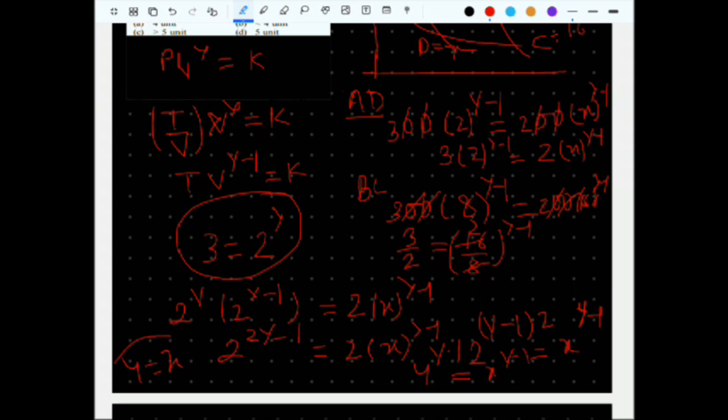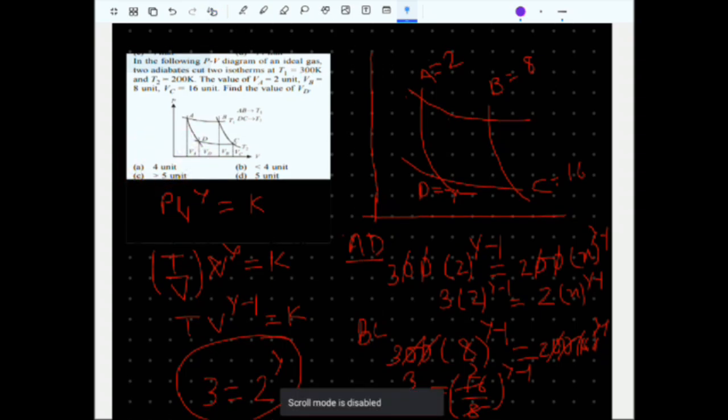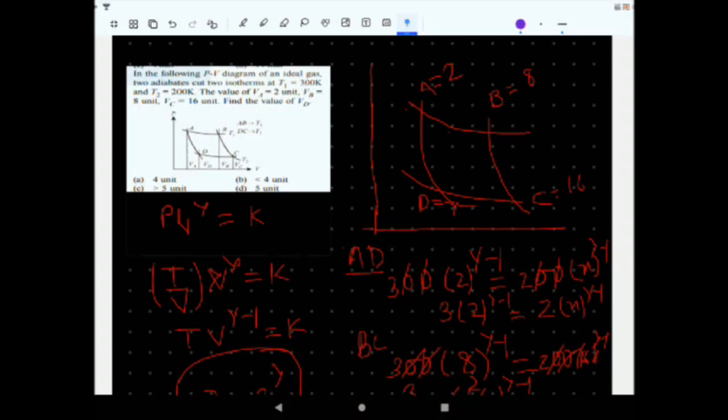Let's see if it matches with any of the options. So here it is option A. So the answer of this question is A, 4 units. I hope you have understood this question. We will do all the upcoming questions of BITSAT.